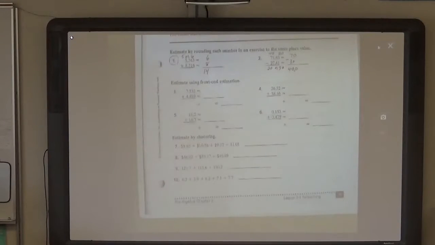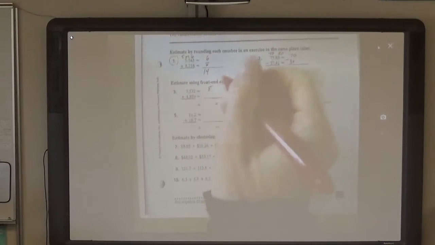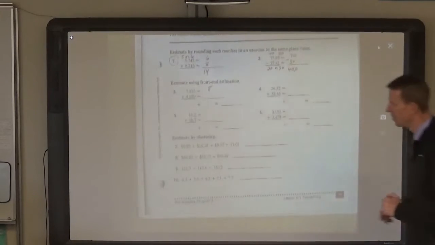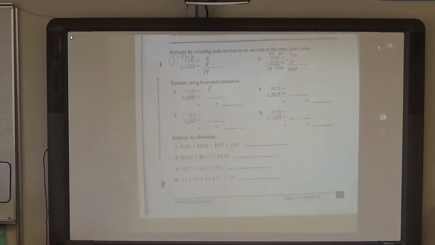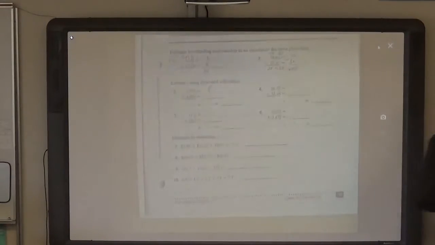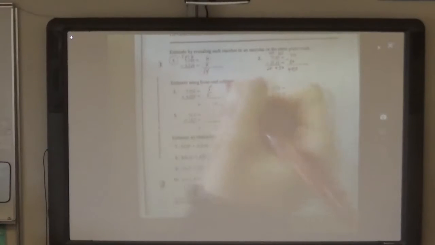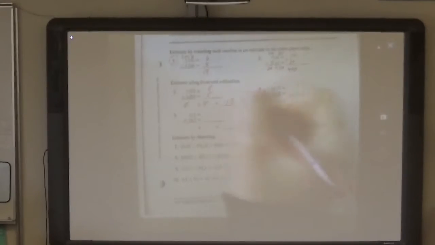Number 3. Using front end estimation. 7.532 is closest to 8. And what's this next number closest to? 5. Yep, 5. So we do 8 plus 5 is 13.